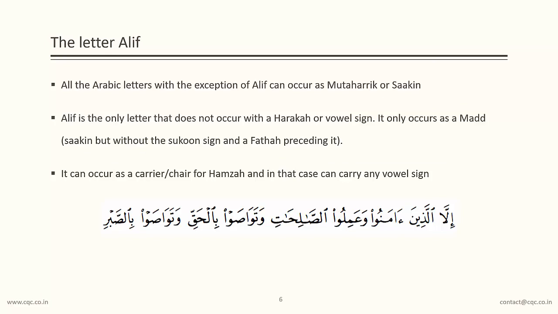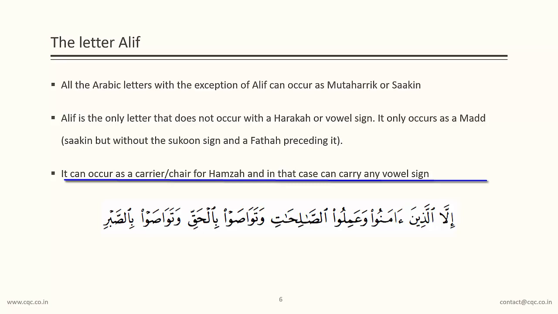Inshallah, more about the mudud and how to pronounce the mudud and how to identify the mudud and the different types we will be studying later, inshallah. We will also see that the alif can be a carrier or a chair for different kinds of hamzas, the hamzatul wasl and the hamzatul qat'a. So if it occurs as a carrier or a chair for hamza, then in that case the hamza itself can carry any vowel with it.